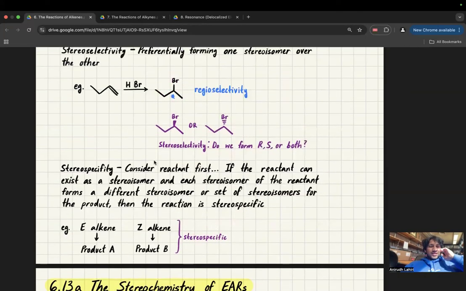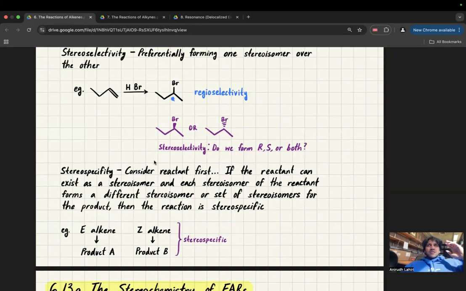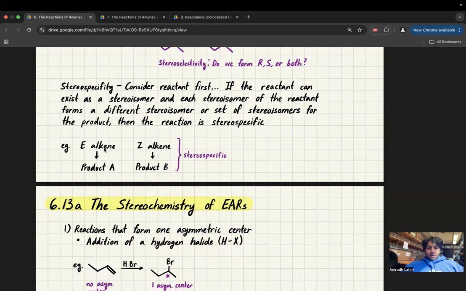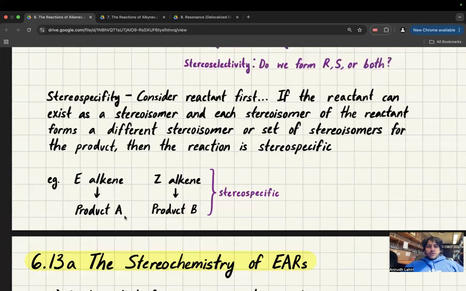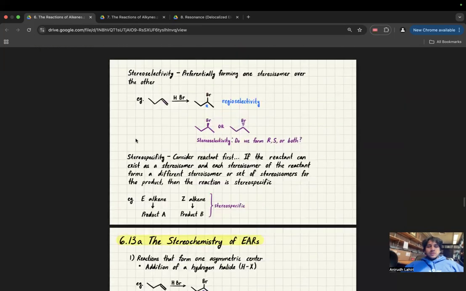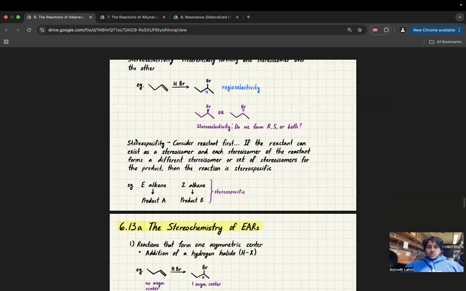So what is this saying here? This is basically saying that if you have stereocenters in your reactant and those reactants preferentially form specific stereocenters in the product, then you have something that's stereospecific. So this is saying an E alkene produces product A, a Z alkene produces product B. Different stereochemistry in these two will allow you to get a different product. That's what stereospecific means. Basically, the reactant and the product are important.